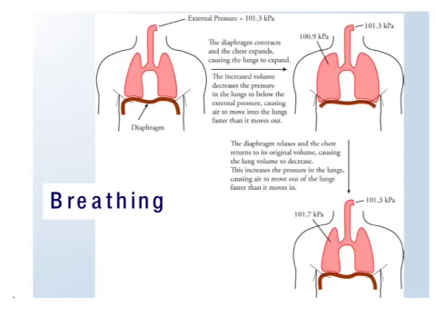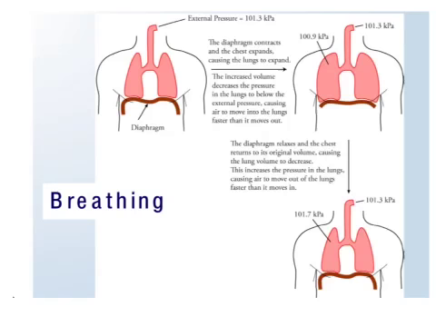Breathing. It has your diaphragm. A lot of times people say breathe through your diaphragm. What that means is you're going to contract your diaphragm, the chest will expand, and that causes the lungs to expand. You actually change your pressure by doing that. So we start with 101.3 kilopascals, we're going to decrease to 100.9. And that causes air to move into the lungs faster than it moves out.